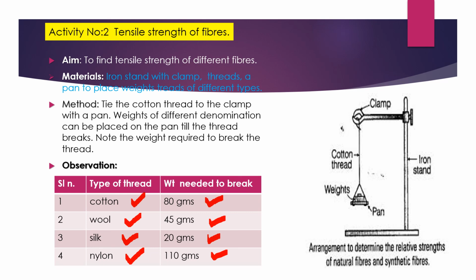So, we will find that the silk thread has the lowest tensile strength and the nylon thread has the highest tensile strength. Please record this activity in your notebook and write it down in the index.